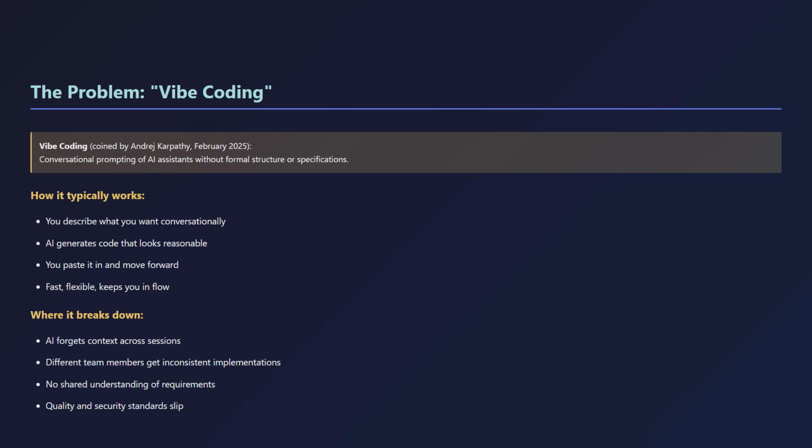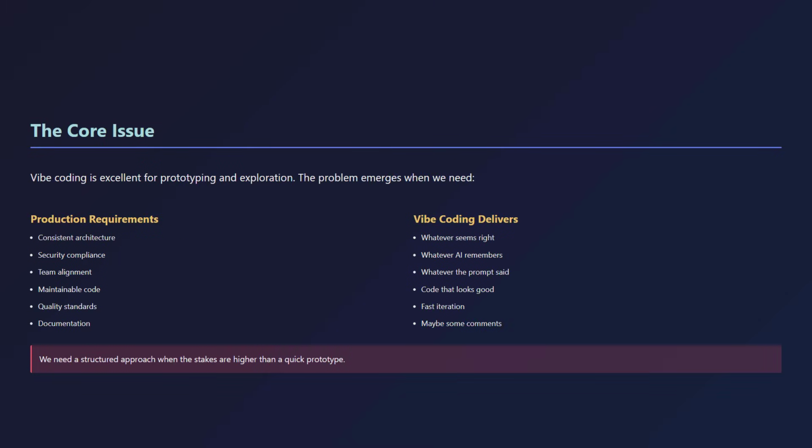I want to be clear. I am not here to criticize vibe coding. It is a legitimate tool for certain contexts. But we need additional approaches for the work that demands more structure. Let me make these concrete. Vibe coding is excellent for prototyping and exploration. The problem emerges when we need production requirements.